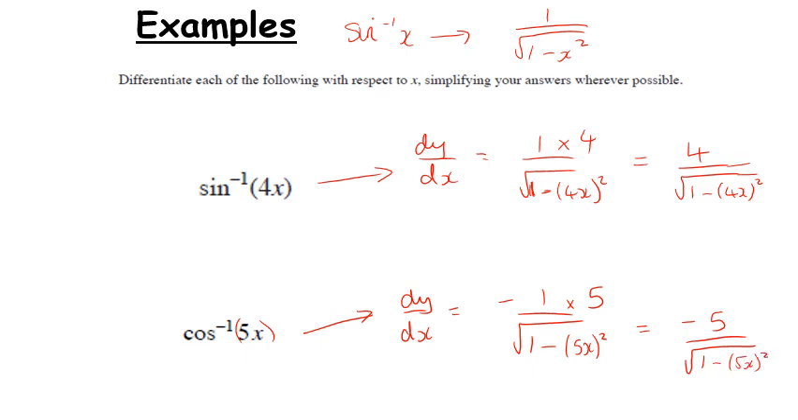If you really wanted to, you could change the denominators into root 1 minus 16x squared, and this one would be root 1 minus 25x squared. So you can square out those little brackets if you want to, but you don't necessarily have to.